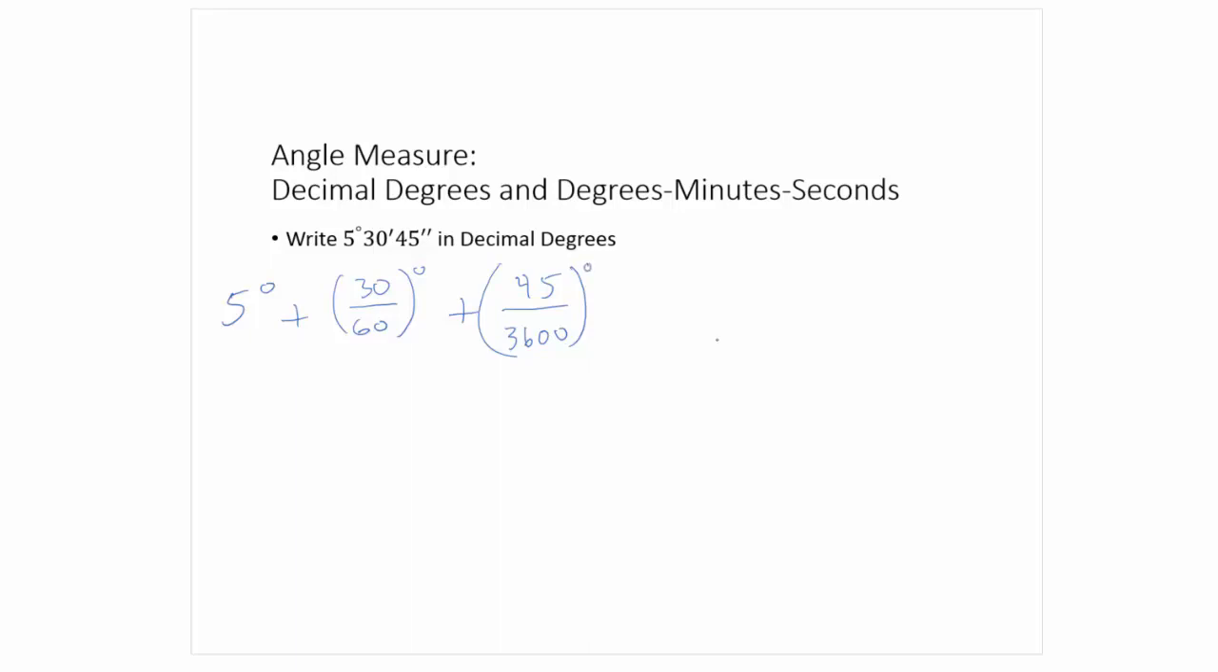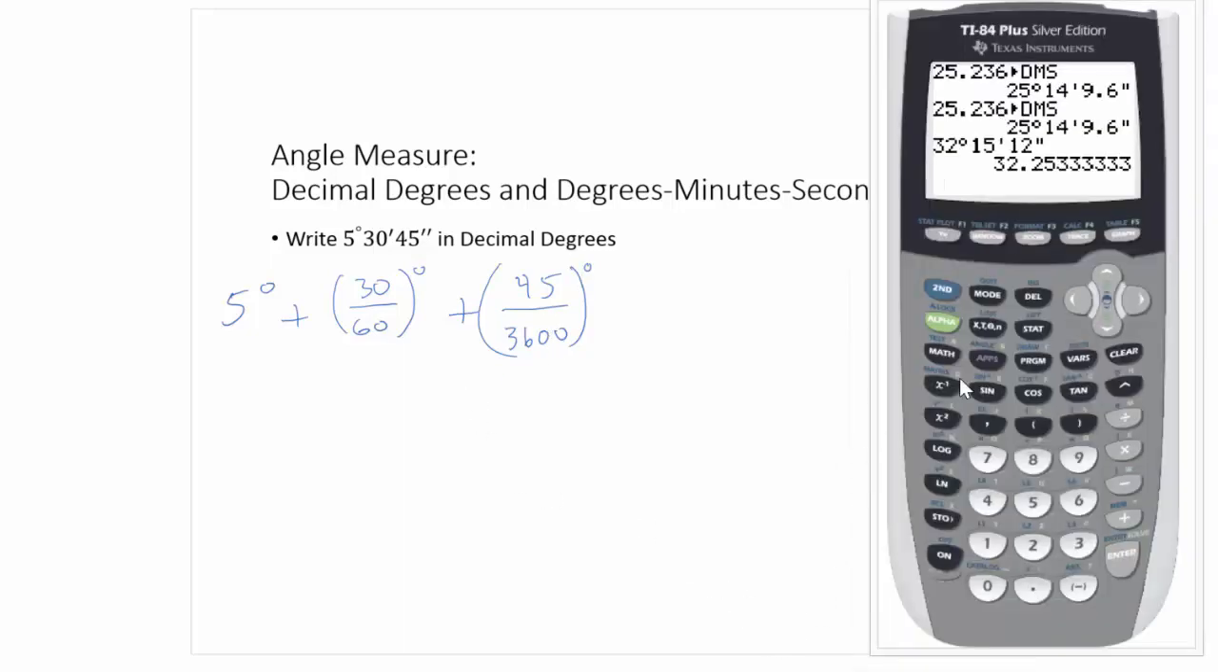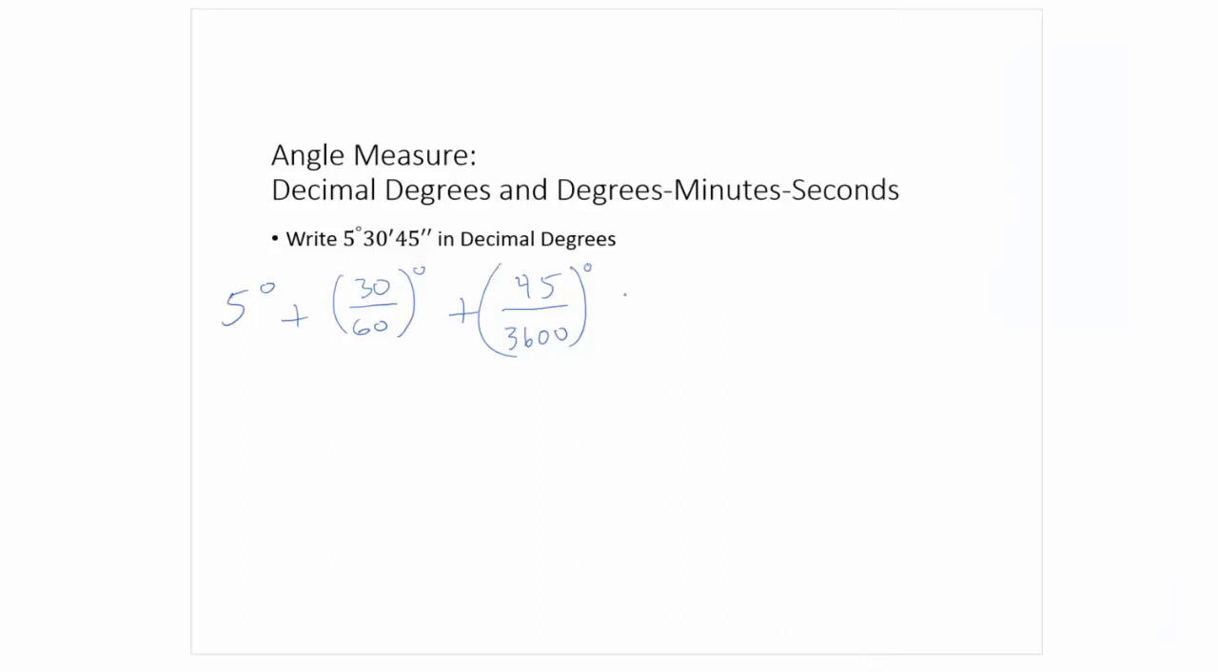So we go through and we calculate this. Fortunately, I have a calculator here. All right, so if I take the 5 and I'll add to it 30 over 60 and add to that 45 over 3,600, and I'll enter, and I get 5.5125. So 5.5125 degrees.